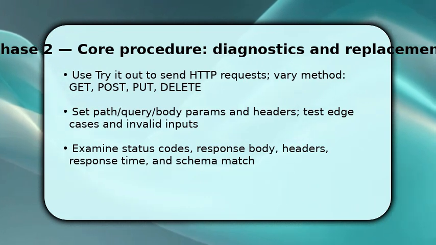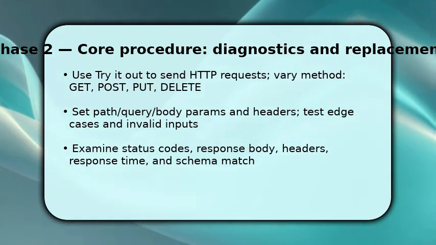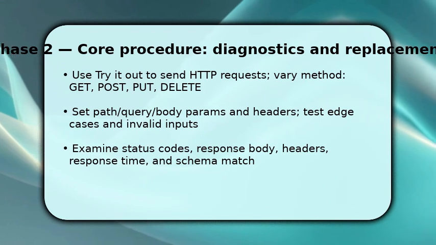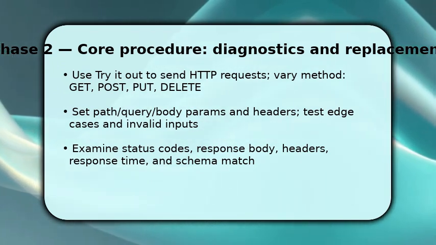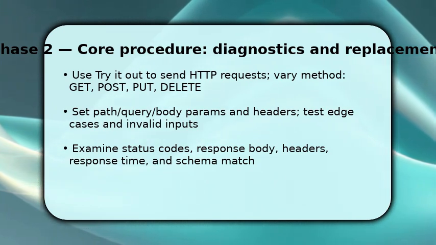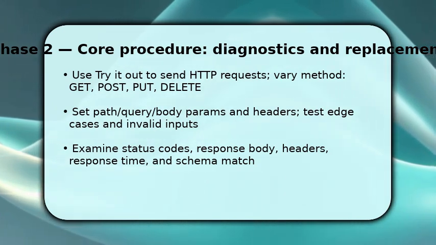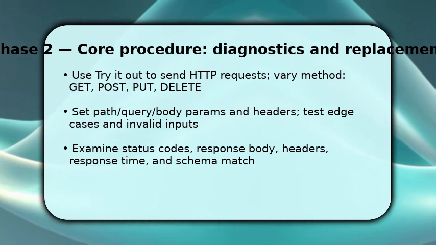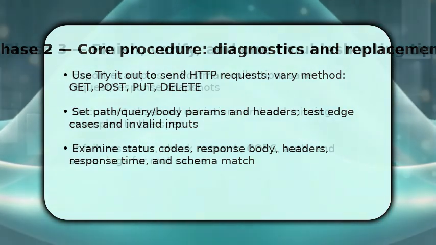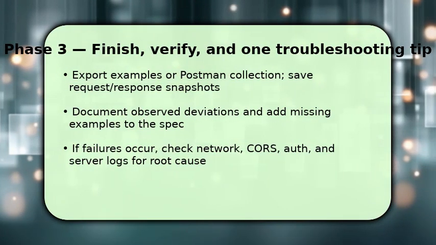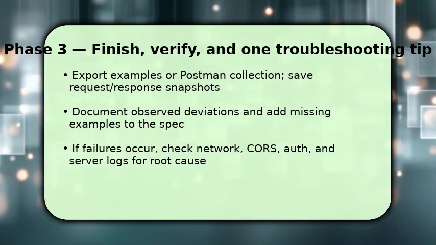As you run requests, inspect the status codes, response payloads, and headers. This tells you whether the server follows the spec. Make sure response bodies validate against the declared schema, and note latency and error messages, because those insights guide fixes and help prioritize bugs. Finish by saving your successful calls and exporting collections or examples so tests are repeatable.